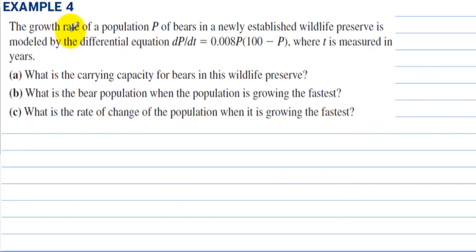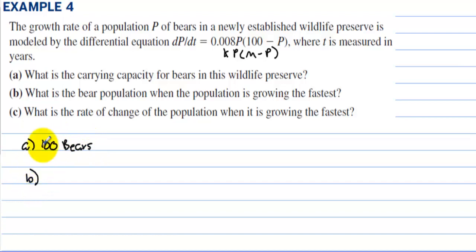Example 4. The growth rate of a population P of bears in a newly established wildlife preserve is modeled by this differential equation. This is k times P times M minus P. So there's the M, the carrying capacity, and here's your k, where t is measured in years. A. What is the carrying capacity for bears in this wildlife preserve? Well, the M is 100. So for A, the carrying capacity is 100 bears.